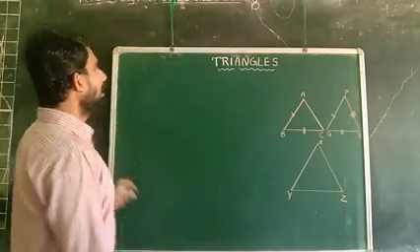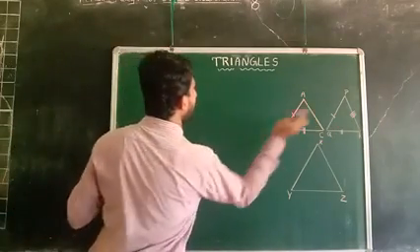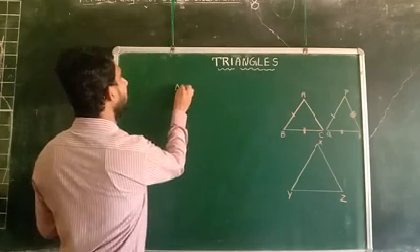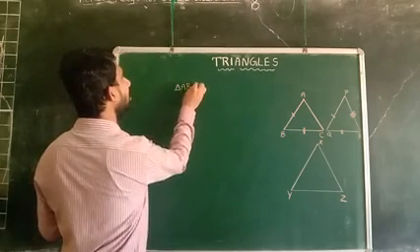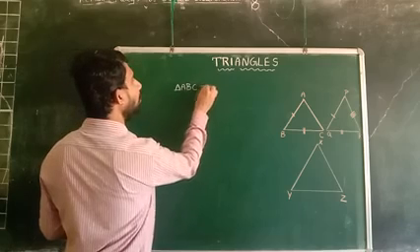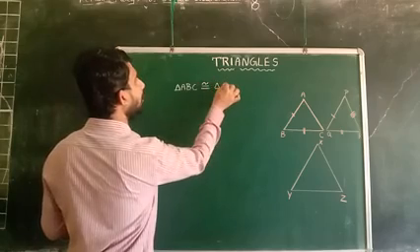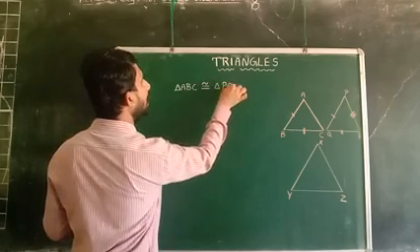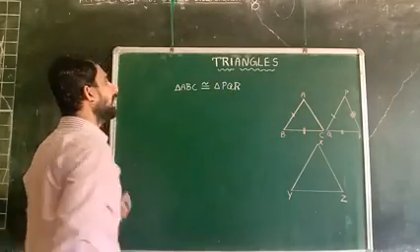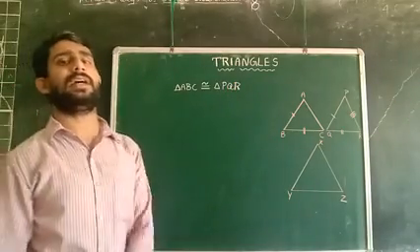Now, here in these two figures, triangle ABC is congruent to triangle PQR. If we say triangles are congruent, what does it mean?